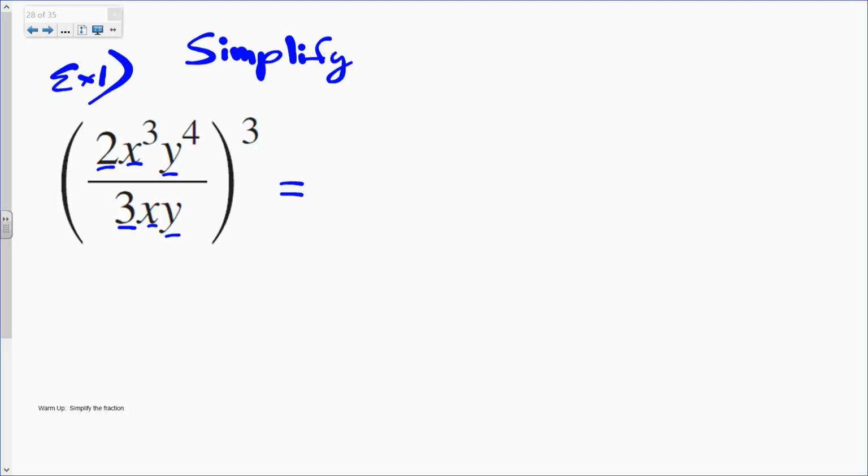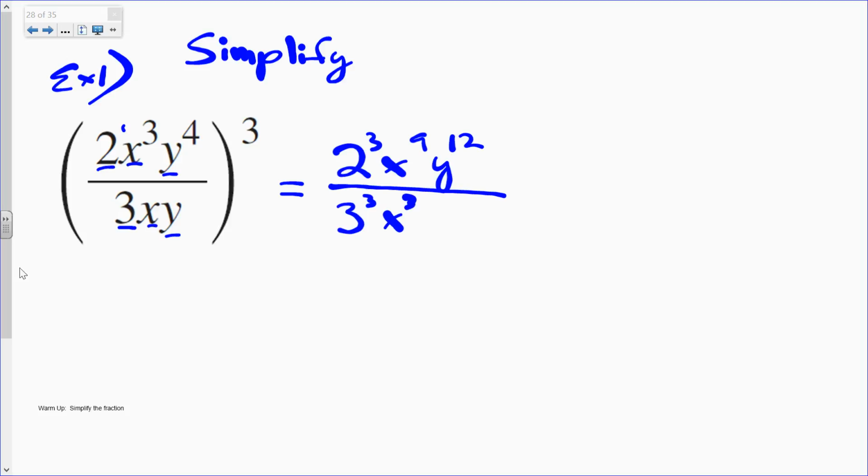So this becomes 2 to the what power? 3, huh? Because again, this is really a 2 to the 1st power. When there's no power, it's automatically 1. So 2 to the 1st power to the 3rd, just multiply the powers. So 2 to the 3rd. X to the what? 9th. That's the second rule we're using, right? Power to a power, multiply. Y to the 12th. All over 3 to the 3rd, x to the 3rd, y to the 3rd. Cool.